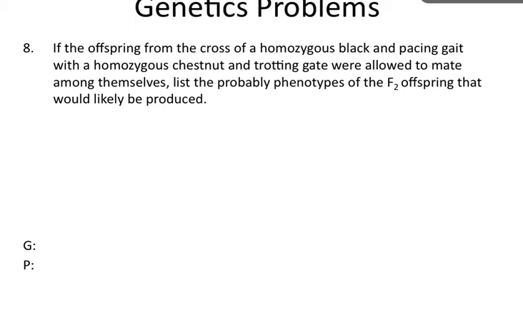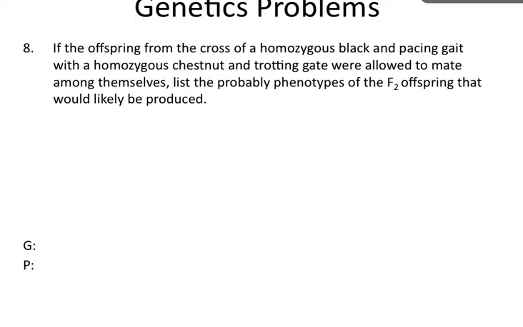If the offspring from the cross of a homozygous black and pacing gait with a homozygous chestnut and trotting gait were allowed to mate among themselves, list the probable phenotypes of the F2 offspring that would likely be produced. So this problem actually corresponds to question number 7.